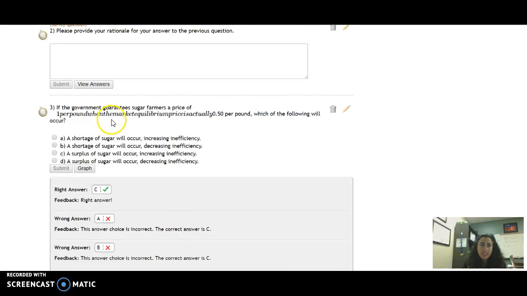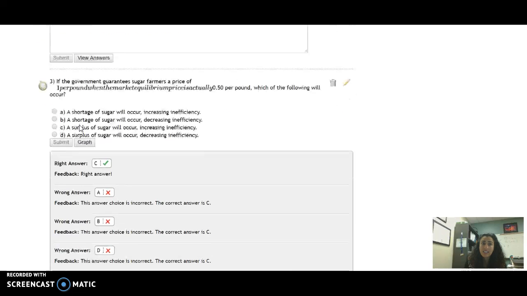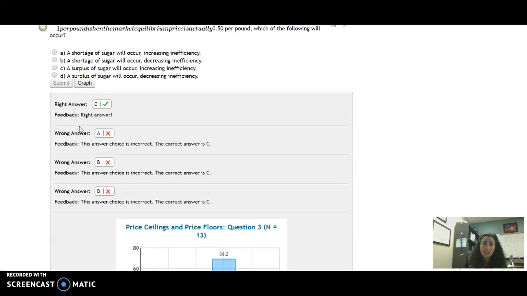If the government guarantees sugar farmers a price of $1 per pound when the equilibrium price is half, what will occur? This is a price floor, which is set above the equilibrium price, and as a result we will have a surplus. And we will increase inefficiencies, because the most efficient price is the equilibrium price. So the correct answer is C.